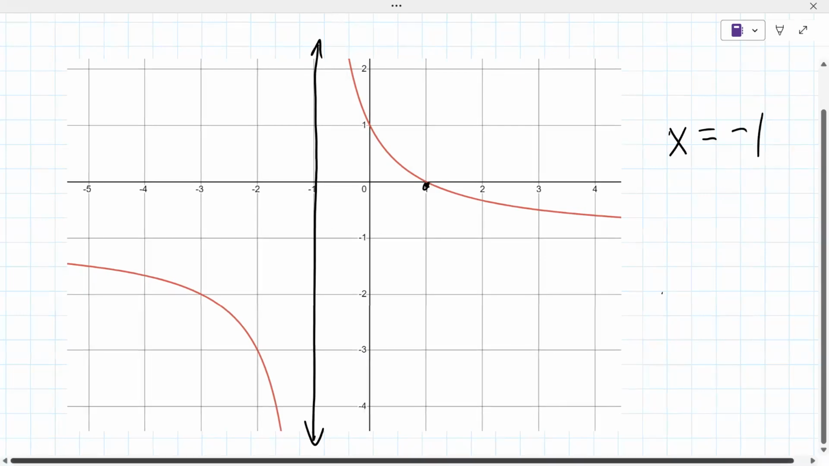I'm going to step away for 30 seconds, but I'd like you to think about where the horizontal asymptote is. Okay. I'll be right back.